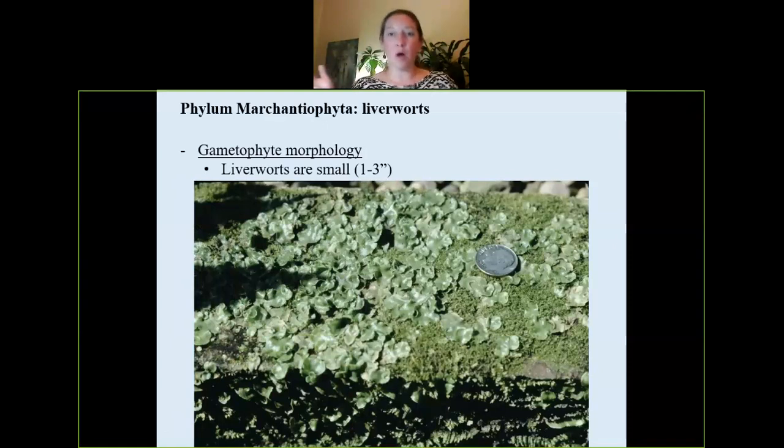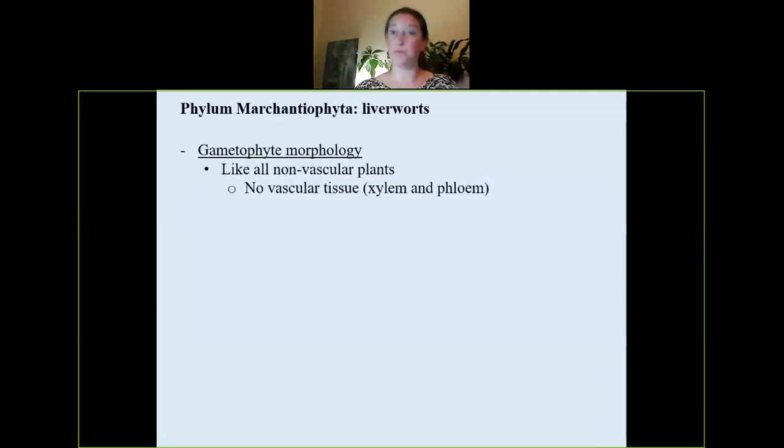Okay, they're small, and I mentioned that before. These are all non-vascular plants, so they can't really grow that tall. They have to absorb things like a sponge, so they have to be small. Right, there we go. No vascular tissue. No xylem and phloem. Non-vascular.